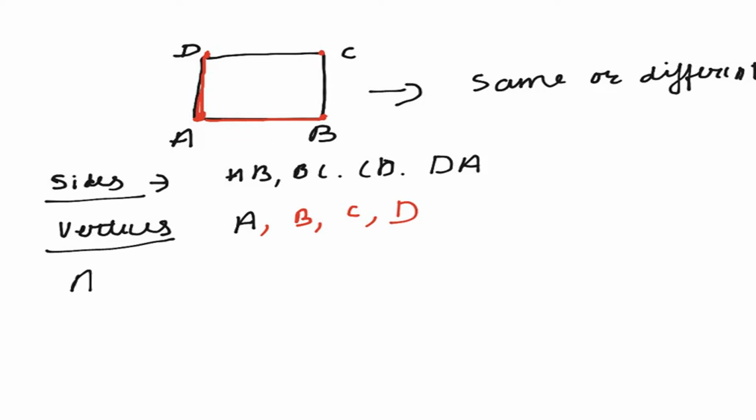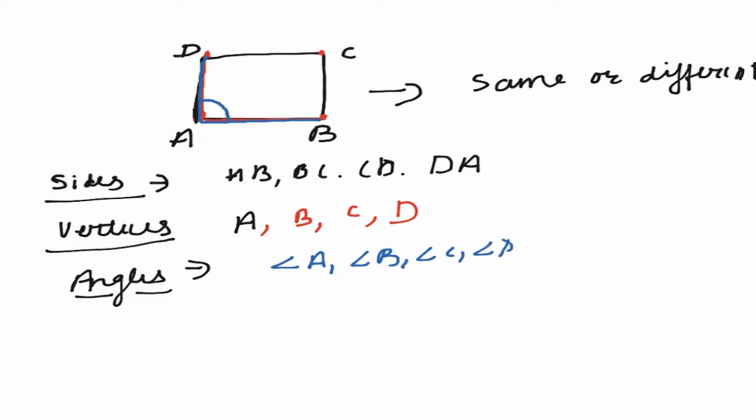Next we have angles. What do we mean by angles? Angles are the inclination between two sides of a quadrilateral. See over here we have two sides, like AD and AB. So this inclination between these two sides is known as the angle of a quadrilateral. Similarly we have over here angle A, angle B, angle C and angle D. Here we have inclination between two line segments, that is BC and AB.